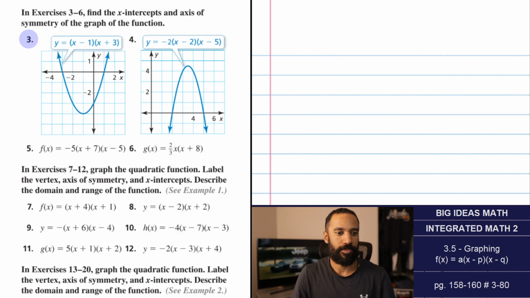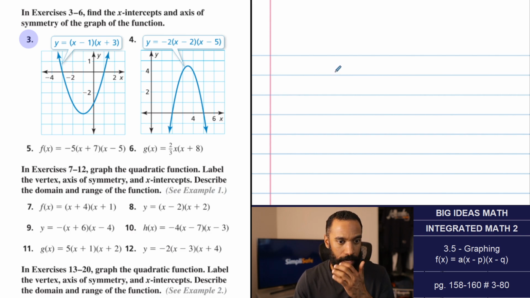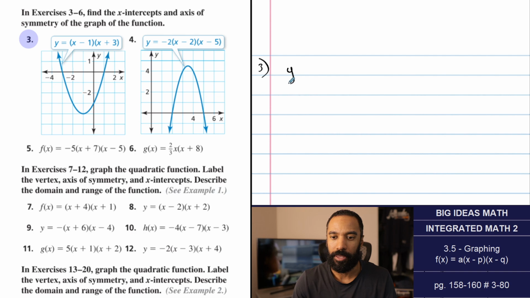We're going to start with problems 3 through 6. 3 and 4 have graphs. 5 and 6 do not. They are asking us to find the x-intercepts and axis of symmetry of the graph of the function. They're not asking us to graph, clearly, because 3 and 4 already have graphs. But the equation is y equals x minus 1 times x plus 3.